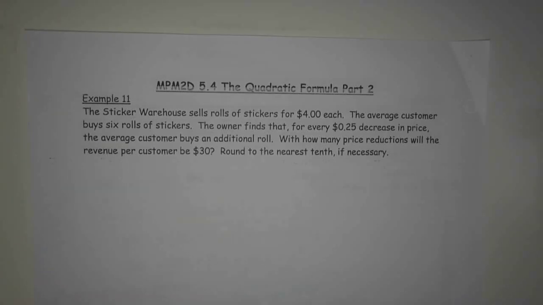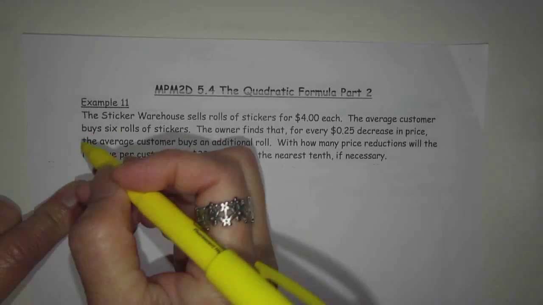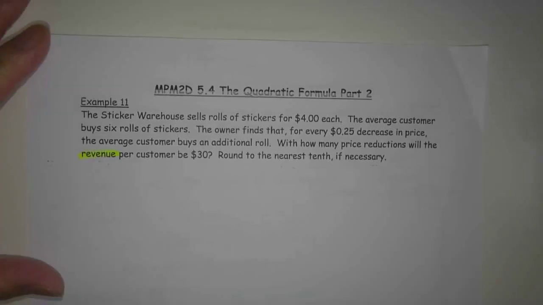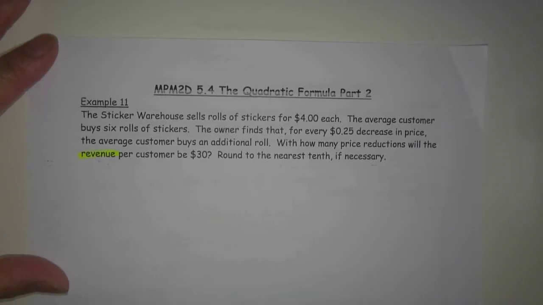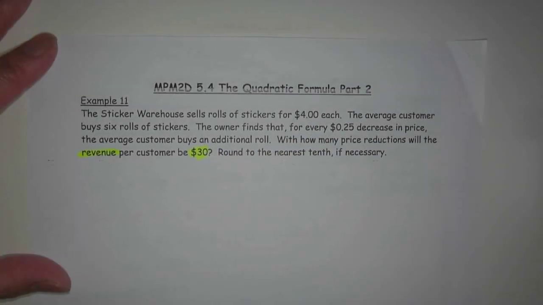Here is another revenue question. So we've got revenue. Revenue is basically money, right? So how much you're earning. So how many price reductions will the revenue per customer be? $30. So they're telling you revenue is going to be $30.